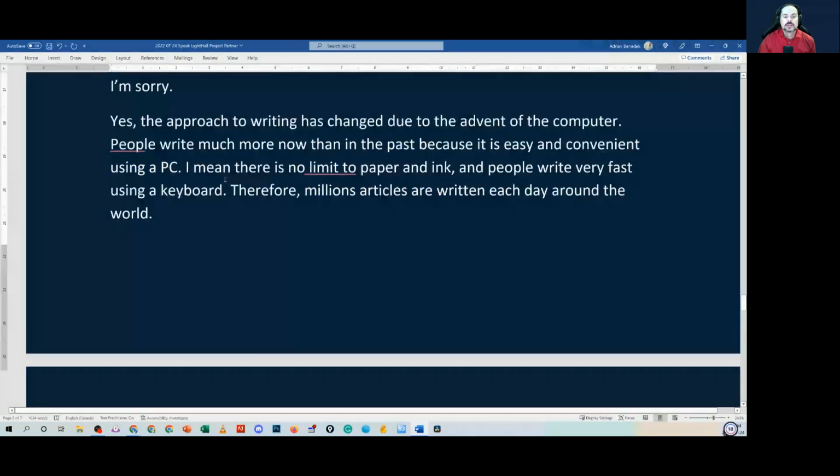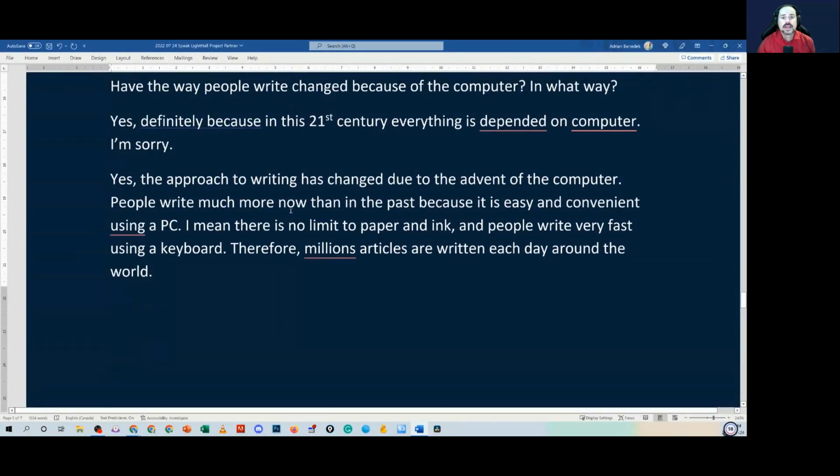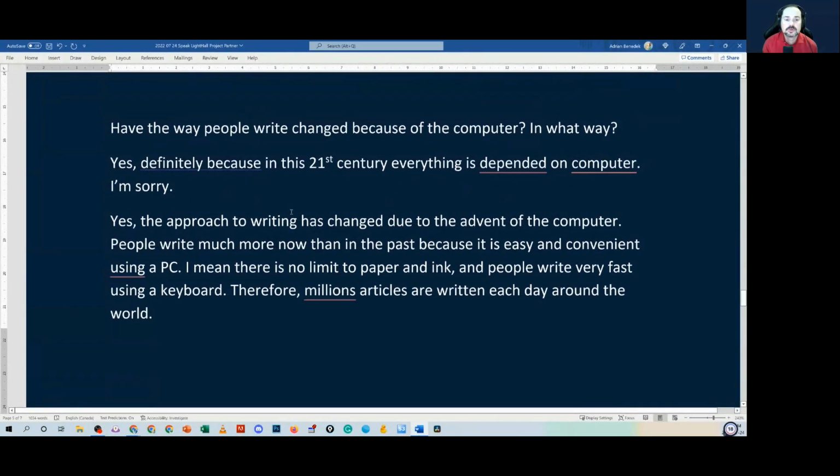Okay, so present perfect, answer in present perfect. Have the way people write changed because of the computer? In what way? Yes, the approach to writing has changed due to the advent of the computer. People write much more now than in the past because it is easy and convenient using a PC. I mean, there is no limit to paper and ink, and people write very fast using a keyboard. Therefore, millions of articles are written each day around the world.